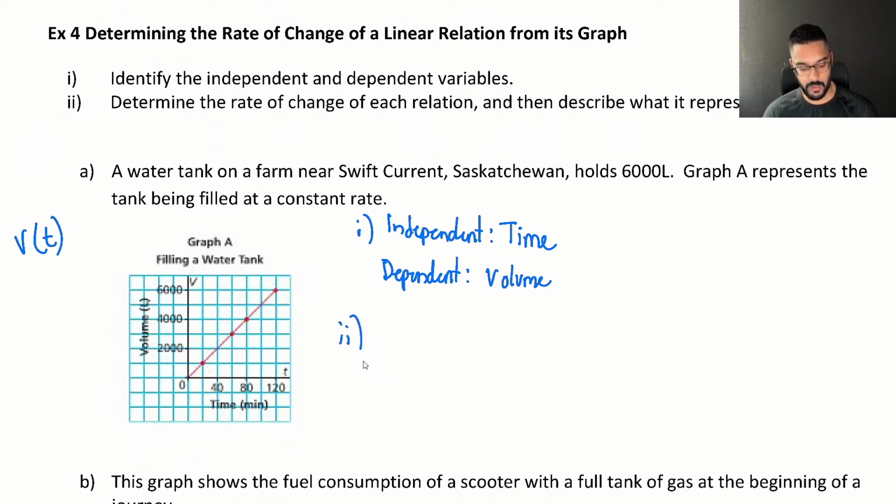Okay, so number 2 then, when we're actually asked to determine the rate of change. Now, if I look at this graph, I'm going to be smart about the points I'm going to choose. Right? I'm going to pick this one, the maximum, because it's clearly identified as 6,000 for the volume, 120 minutes for the time. I'm also going to pick the origin, right? 0, 0. No time has passed, no volume. This is an empty water tank. So I can be smart about the points I'm choosing, and I can choose any 2 points that are on this line.